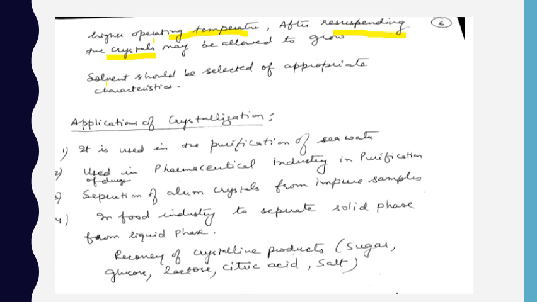And the solvent we have to use in such a method should have appropriate characteristics. It means the solvent should be appropriate to your sample, to your compound which is going to separate out in the crystals.